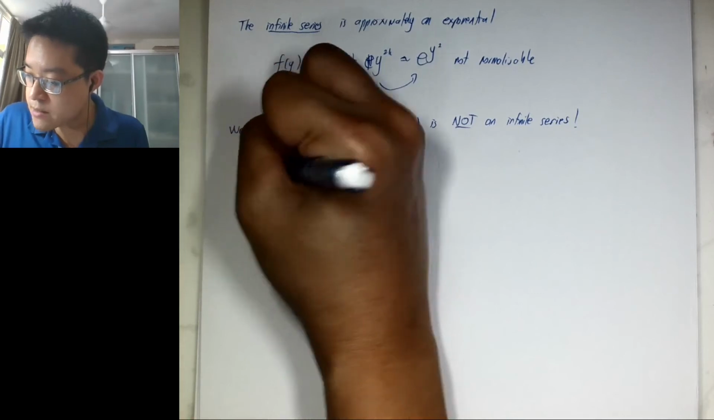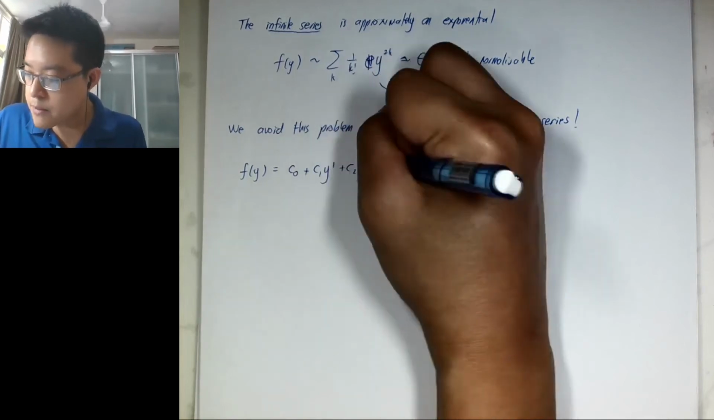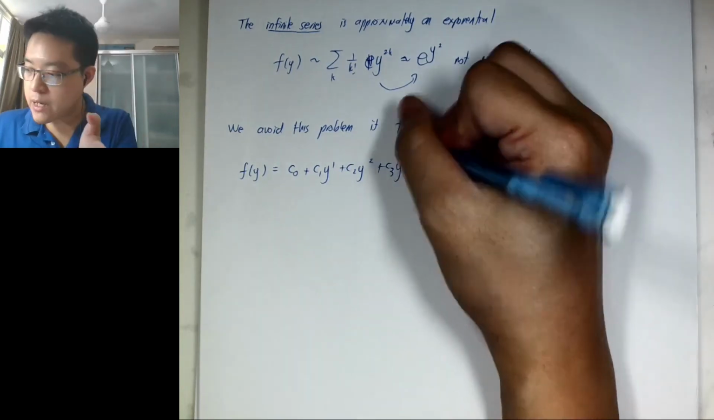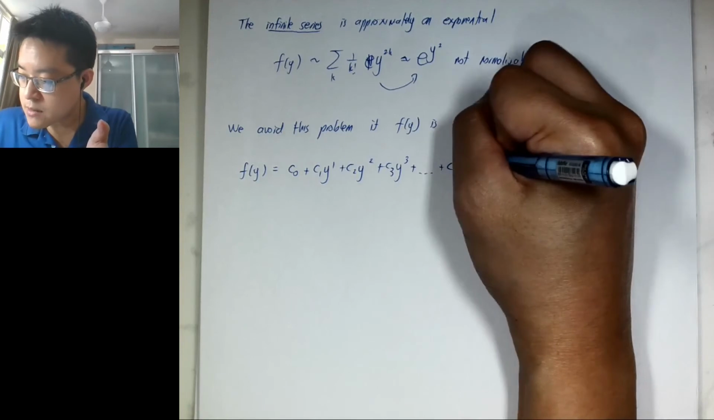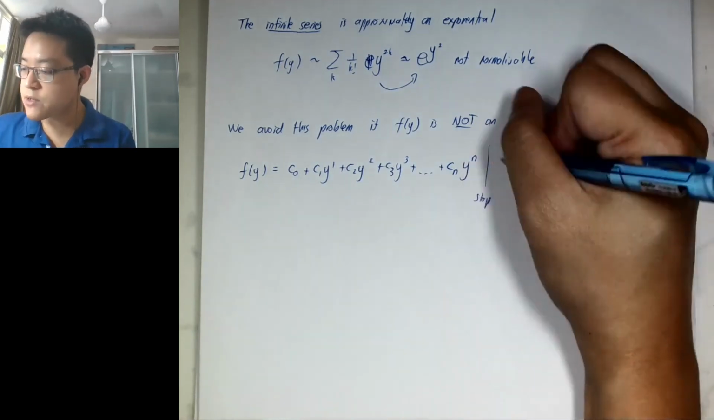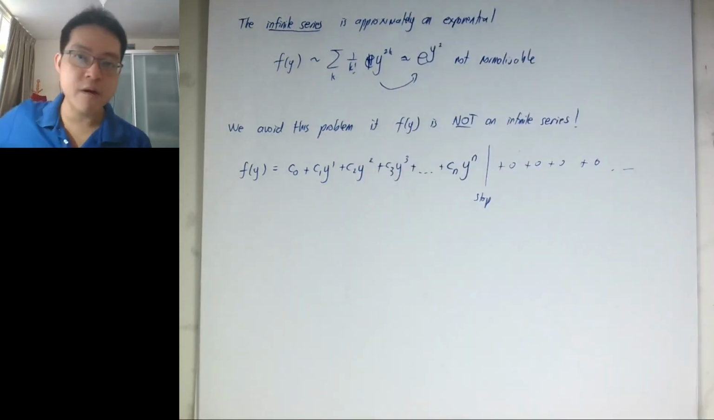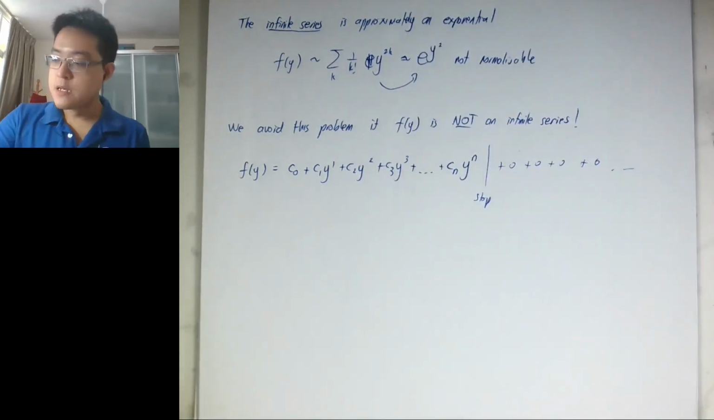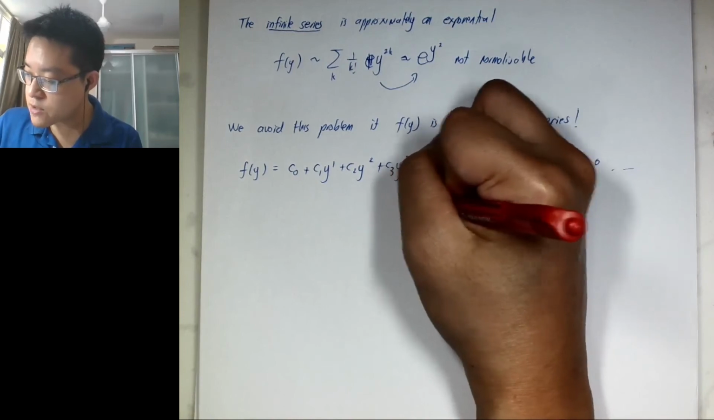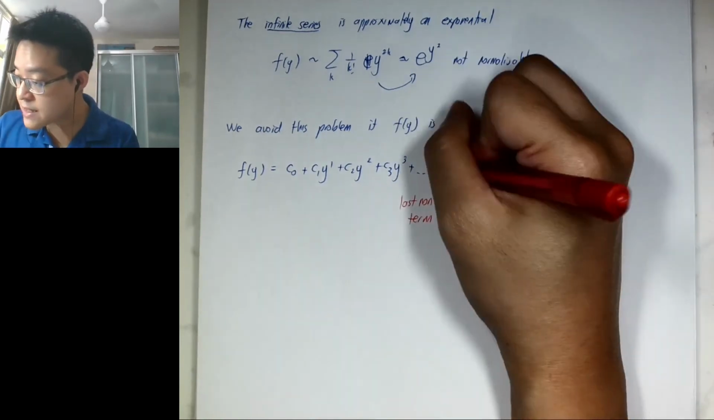So f of y, usually, you start with c0 and then c1 y plus c2 y squared plus c3 y cubed, okay? Do not sum to infinity, you stop somewhere. We stop at the nth power, so anything higher is going to be 0, 0, 0. So this is one way to avoid it from summing to infinity. Therefore, this is going to be my last non-zero term, which is to say that Cn is my last one.